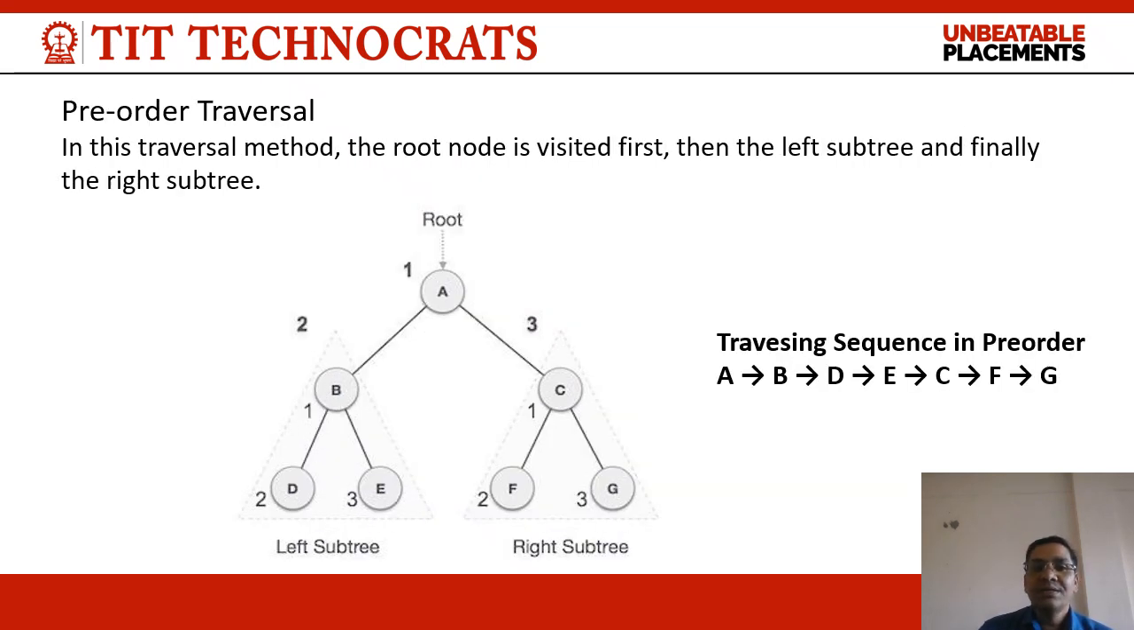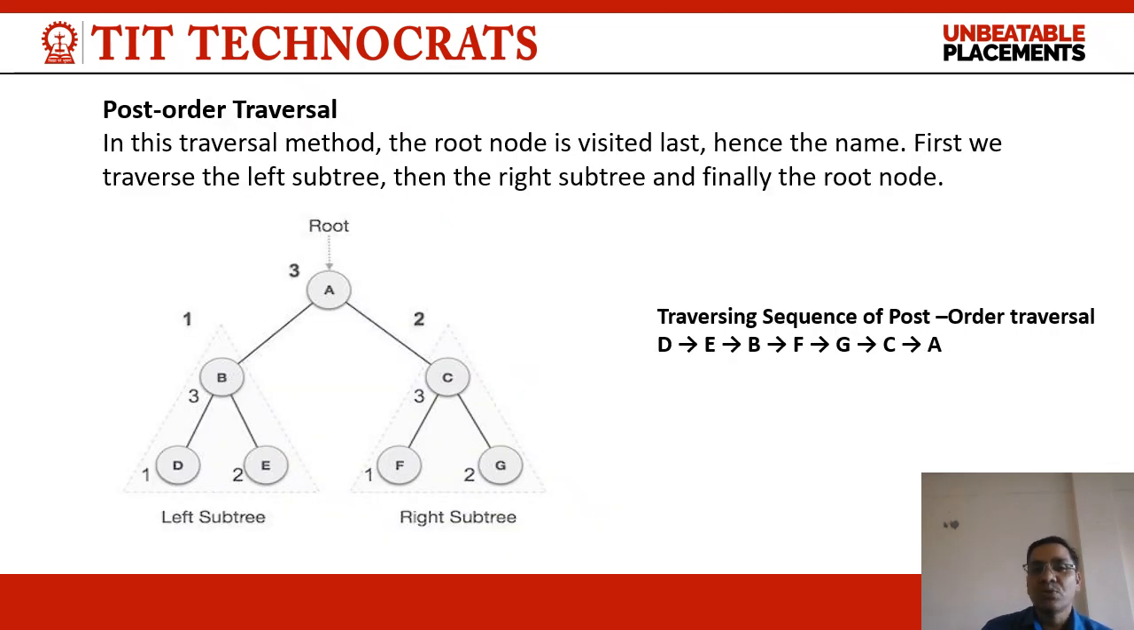Pre-order traversal. In this kind of traversal method, the root node is visited first, then left subtree nodes, and finally the right subtree nodes. The traversing sequence of the given tree is given in this sequence. Post-order traversal. In this kind of traversal method, the root node is visited last, hence the name. First we traverse the left subtree, then the right subtree, and finally the root node.